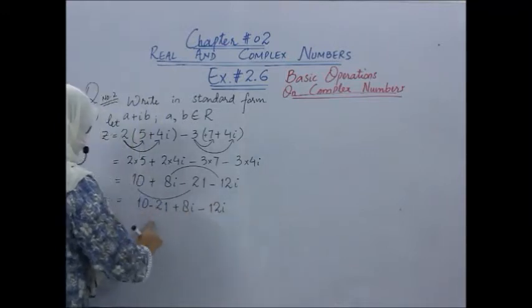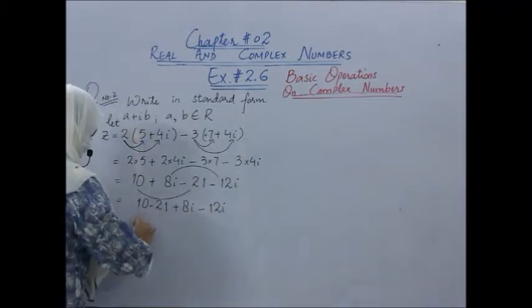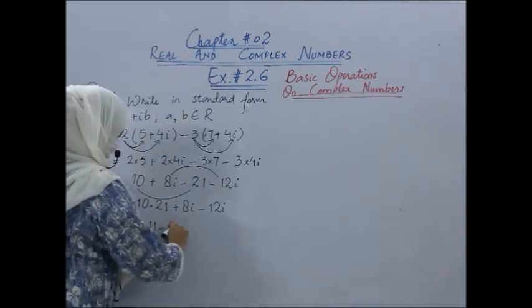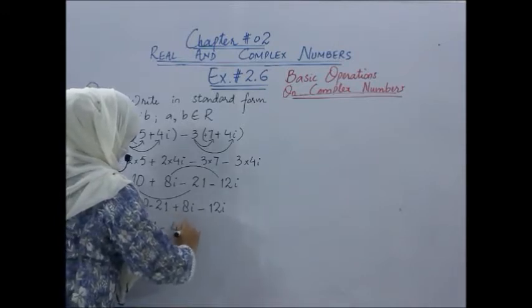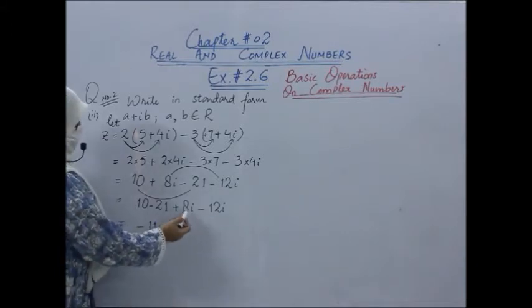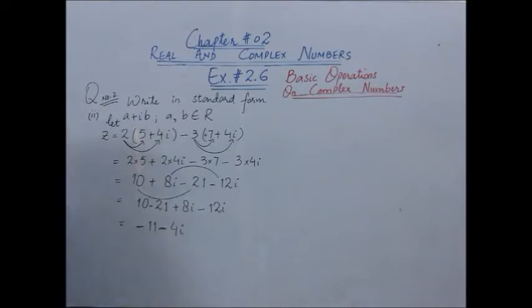Fine. Now we will add up the real part with the real and imaginary with the imaginary. It will give you what? Minus 11. And what about this? It will give you minus 4 iota. Isn't it? Fine. It is just the way how you add the real numbers. Because just iota is imaginary part. Otherwise, you have to solve plus 8 and minus 12 on the similar pattern as you solve the real numbers. So this is your answer.